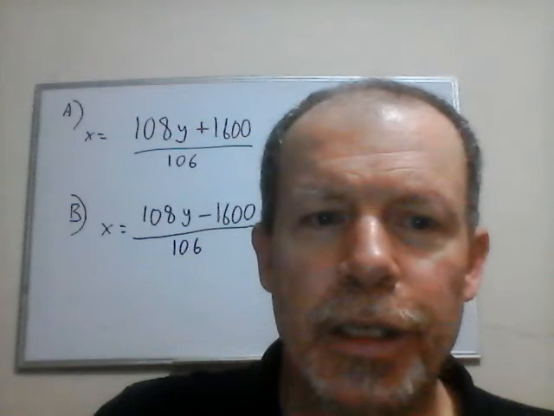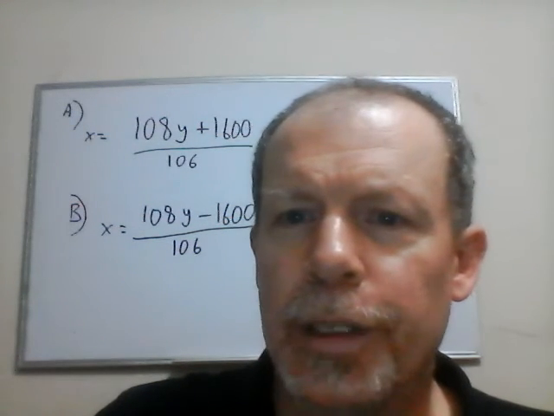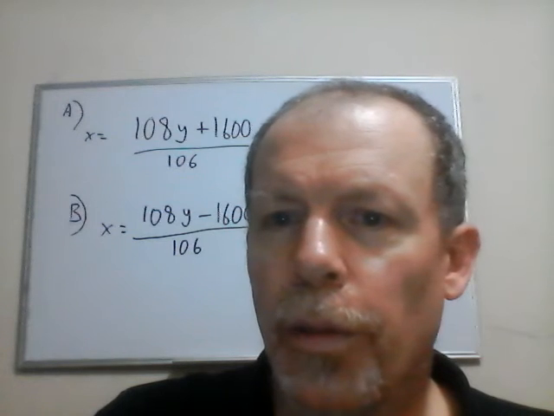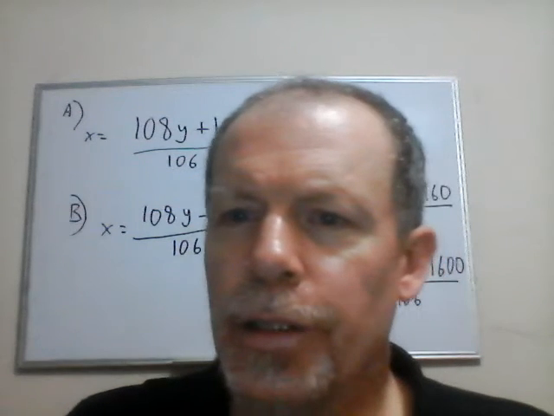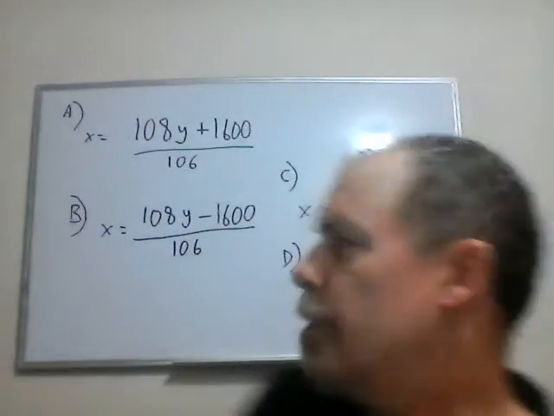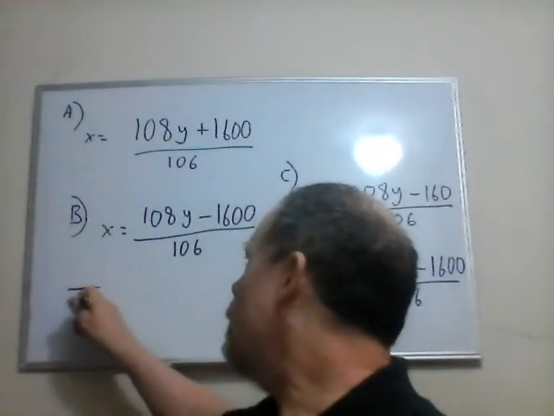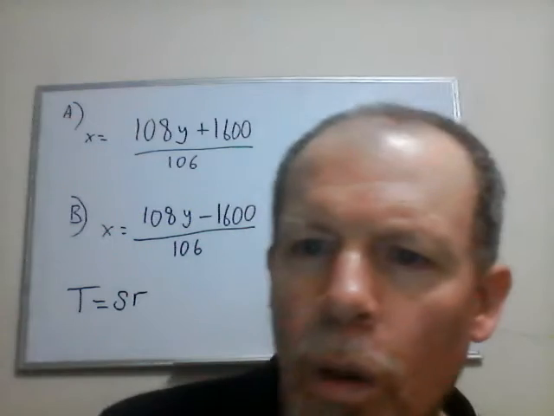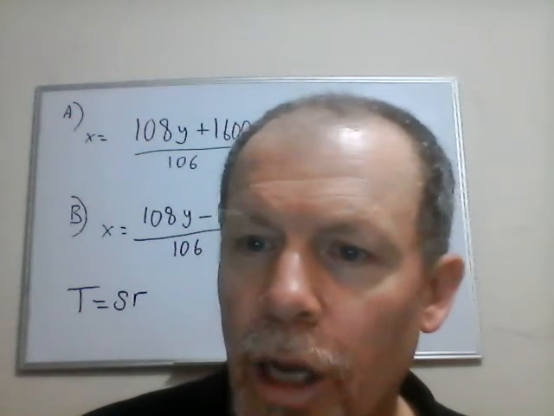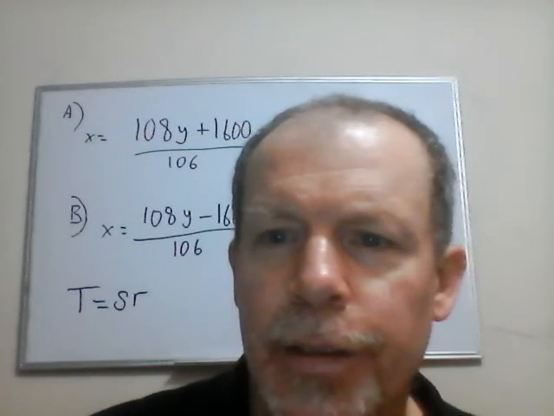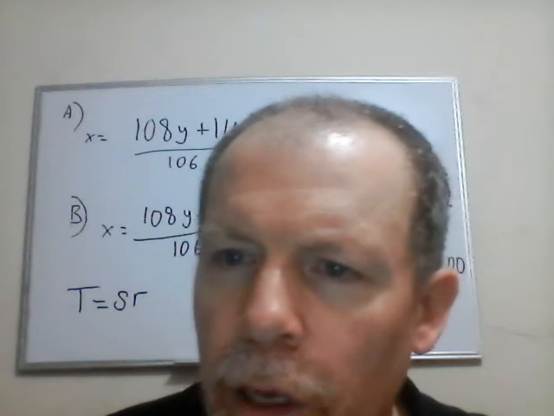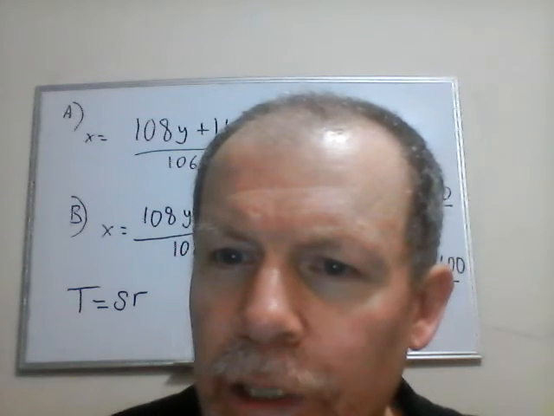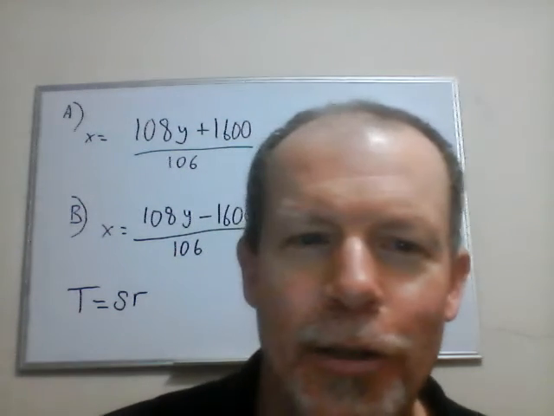SAT workbook, page 337, problem 3. Sales tax is calculated using the formula T equals SR, where S is the cost of a product and R is the tax rate. The cost of a product before tax in town M is X dollars.